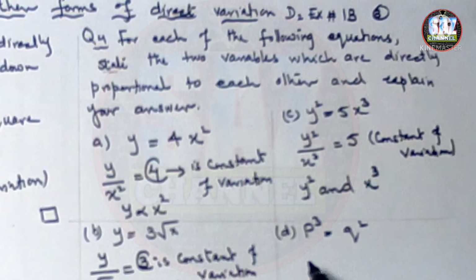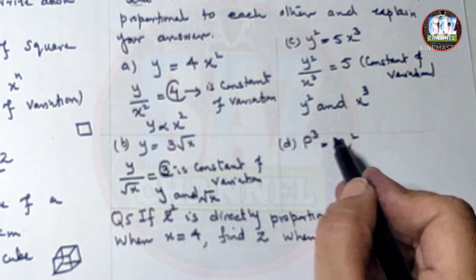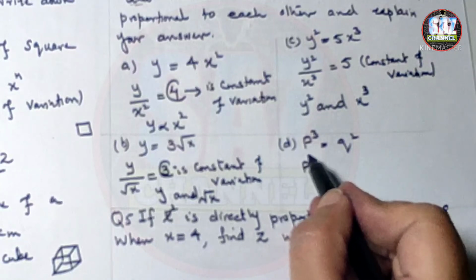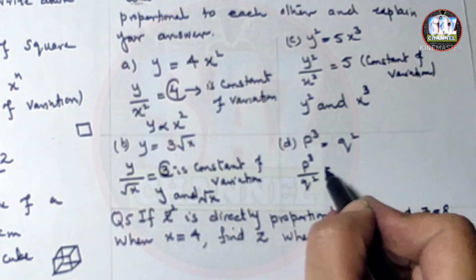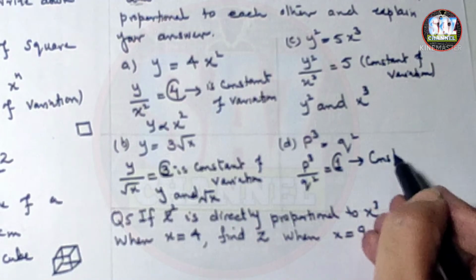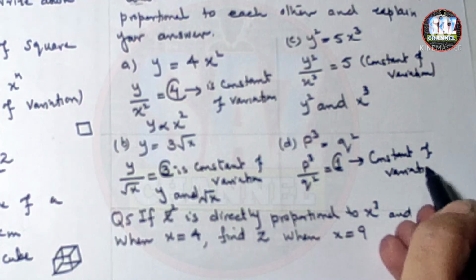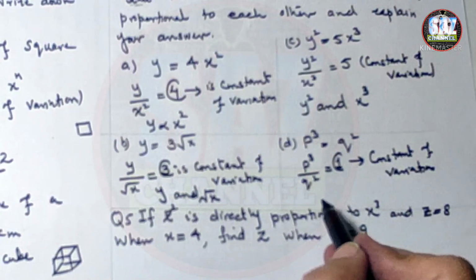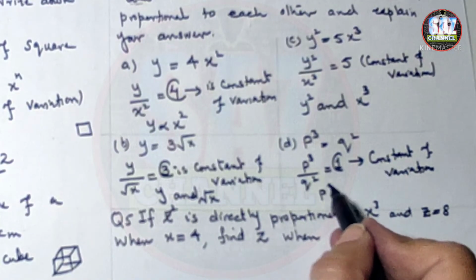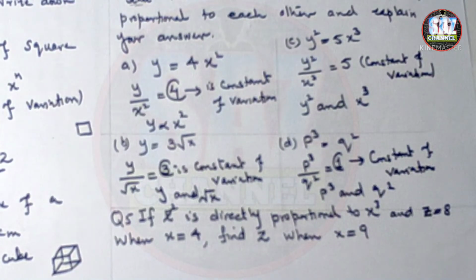Moving to the next part, that is p cube equals q square. Here we can see that there is an invisible one. So we can write it p cube upon q square equals 1, and this is the constant of variation. And the two variables which are directly proportional to each other are p cube and q square. I hope you are clear about these logic questions.